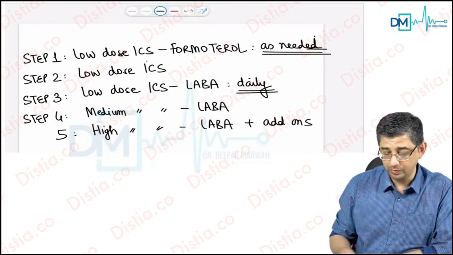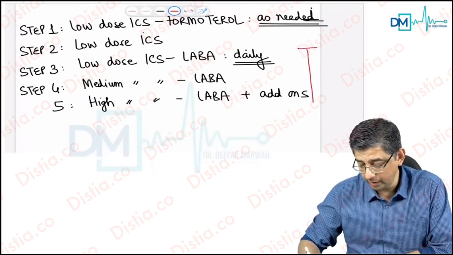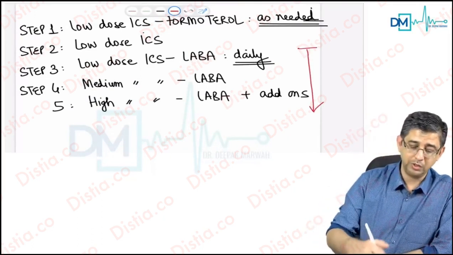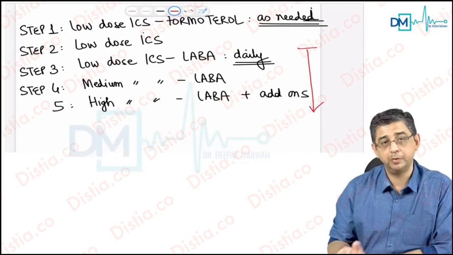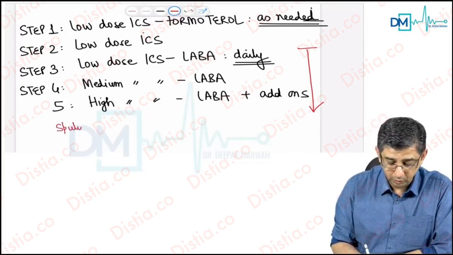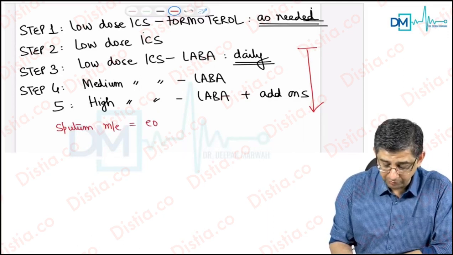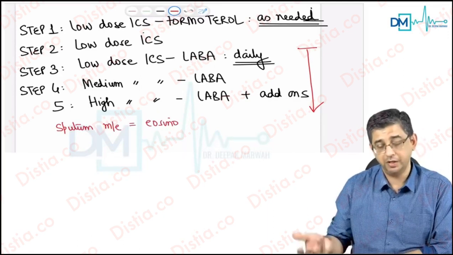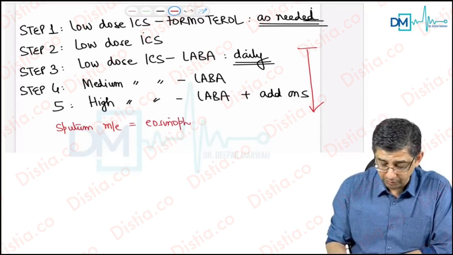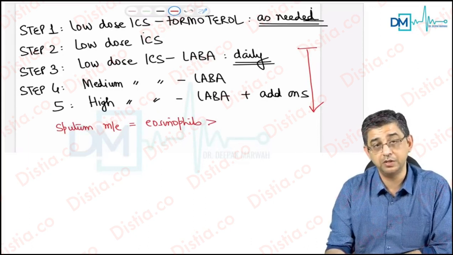But I want to explain to you that a decision of a doctor to upgrade from step 3 to step 4 to step 5, or even from step 2 to step 3, is now based on sputum based management. That is, we do a sputum microscopic examination, because there are multiple cells that can be demonstrated in the sputum: epithelial cells can be there, and if there's an infection, neutrophils can be there.